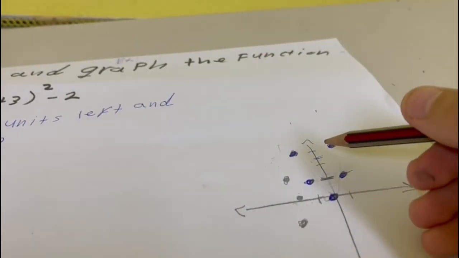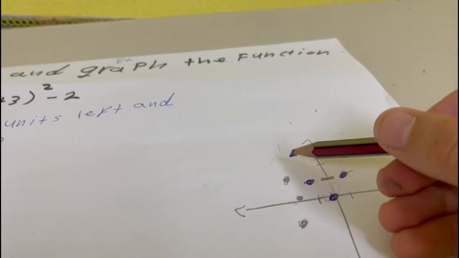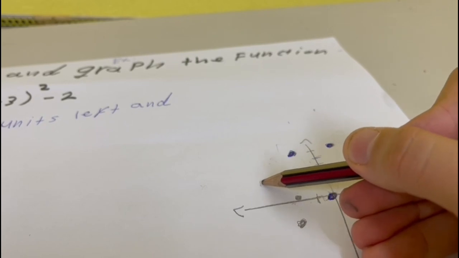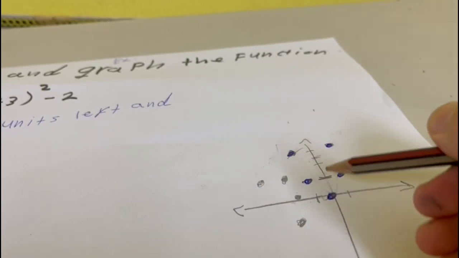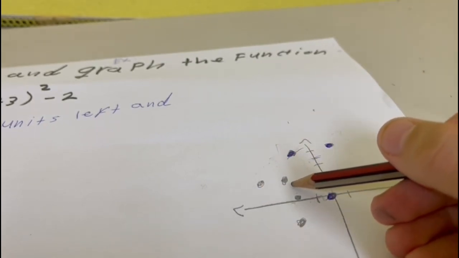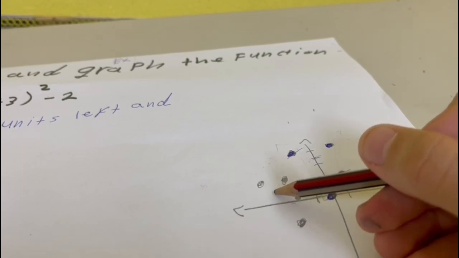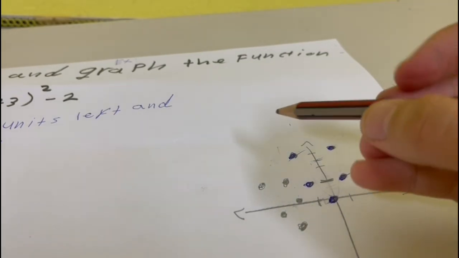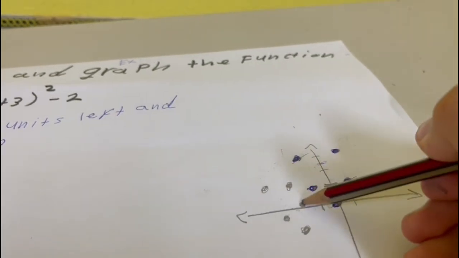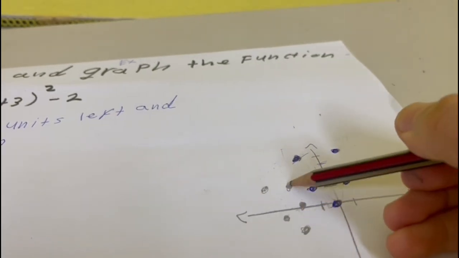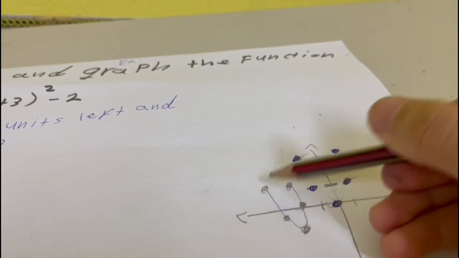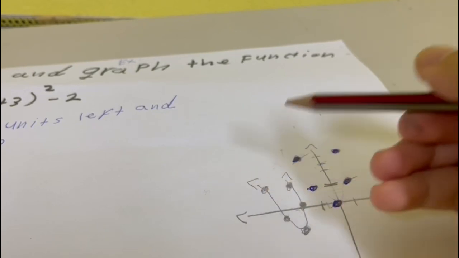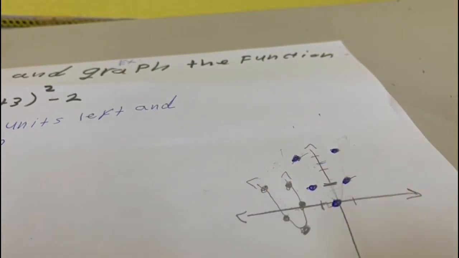We started with this point. 1, 2, and 3. 1, 2 here. 1, 2, and 3. 1, 2. Those are the points, and we graph the function. This is how we graph the function.